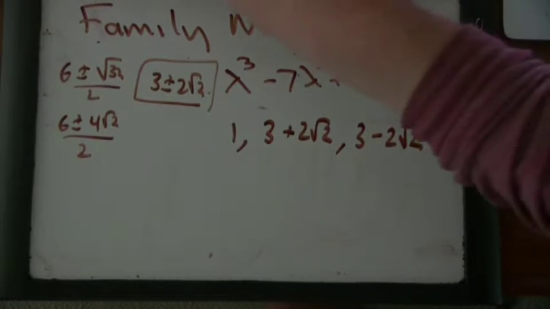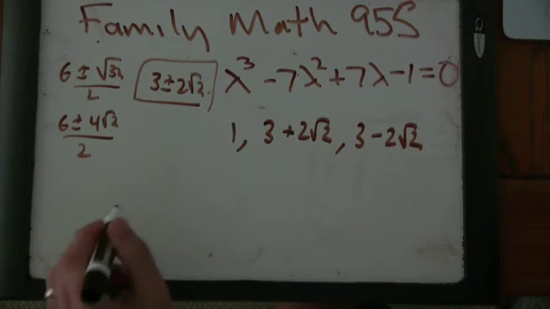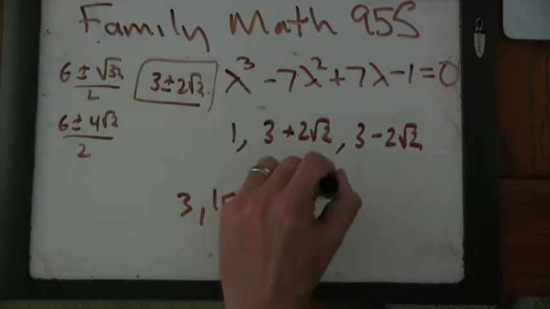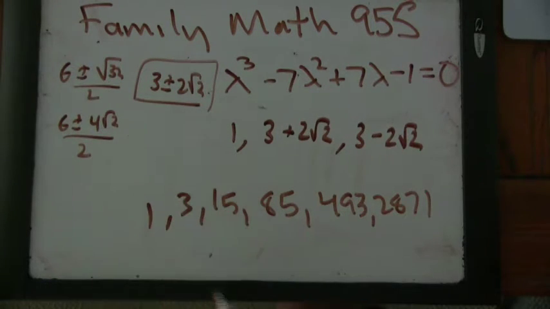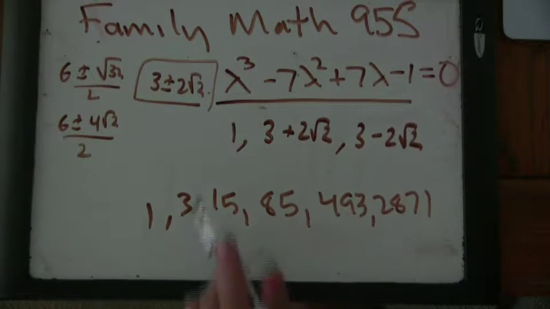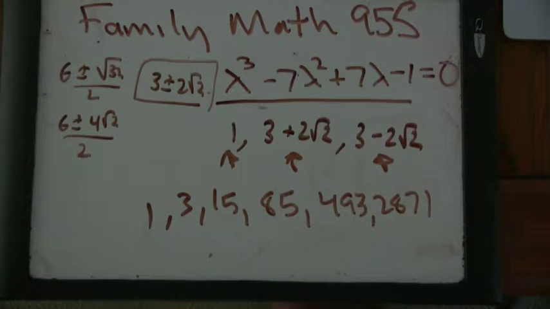Okay, so now remember, we were assuming our numbers, 3, 15, 85, 493, and 2871, and even the first one was 1, were somehow powers of lambda. And we found 3 choices for lambda. Okay?